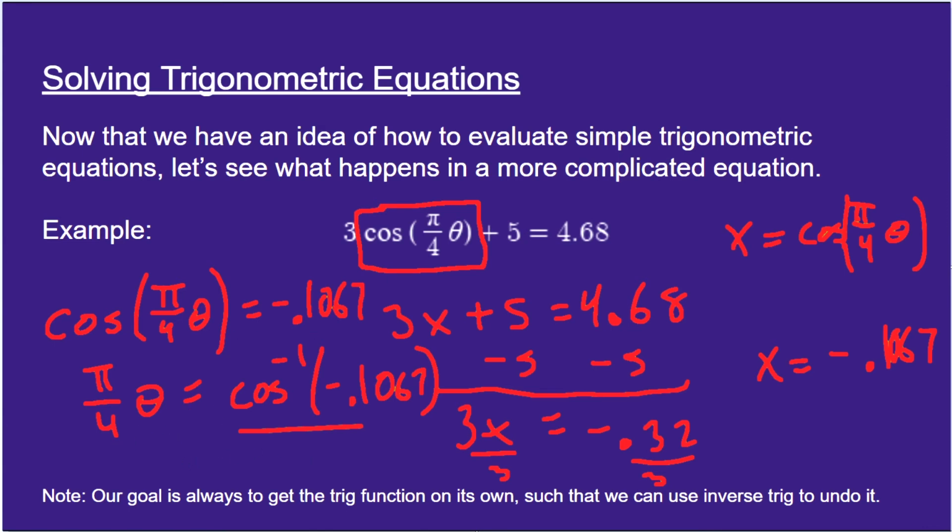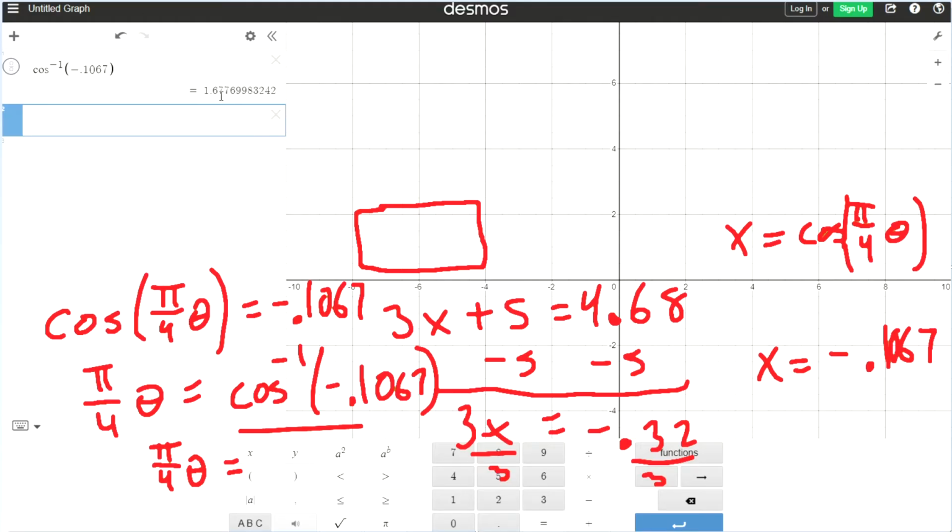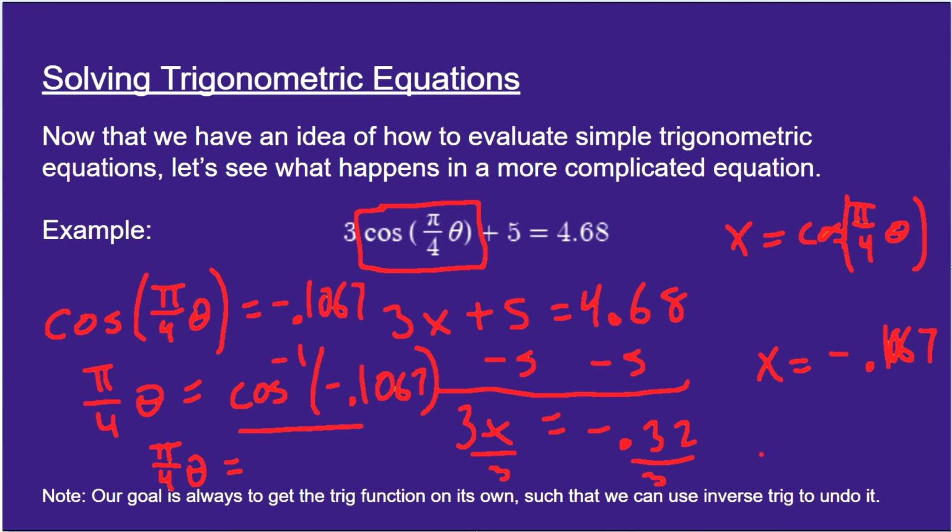Actually, not just theta, guys. What we have here is that pi over 4 theta equals 1.678. I'm going to quickly erase this other stuff around here in order to give ourselves some more space. Let's see. How can I do this most efficiently?